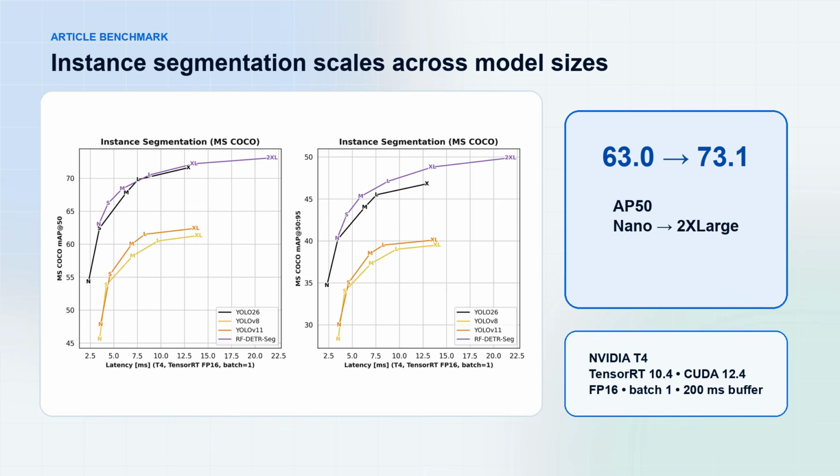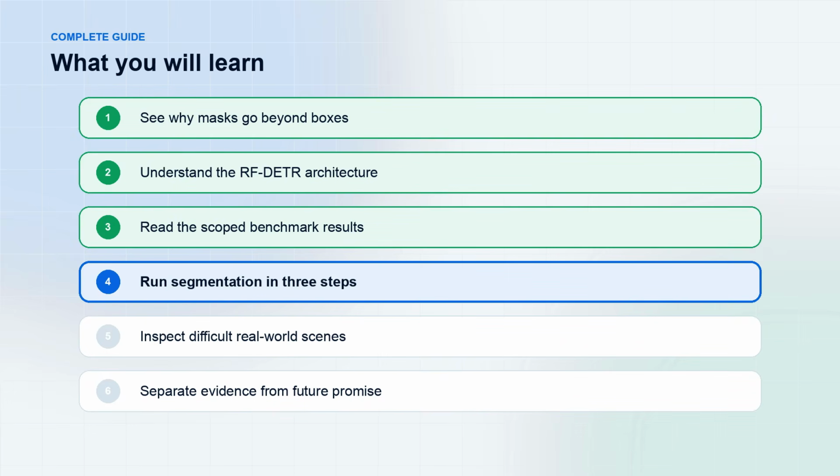Looking at the instant segmentation benchmarks, the story is just as wild. RF-DETR-Seg scales beautifully across its model sizes. The Nano hits 63.0 AP50 at just 3.4 milliseconds, while the 2X Large pushes all the way up to 73.1. By doing this, it completely dethrones YOLO V8, YOLO 11, and even YOLO 26, claiming the undisputed top spot for real-time instant segmentation.